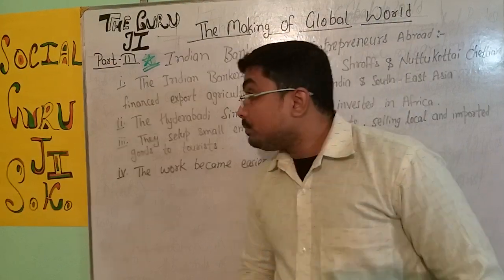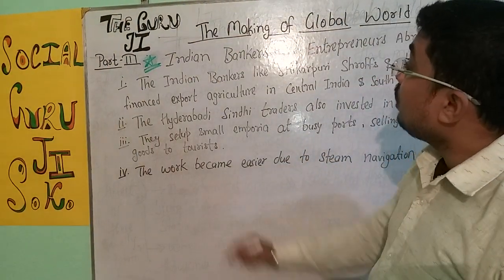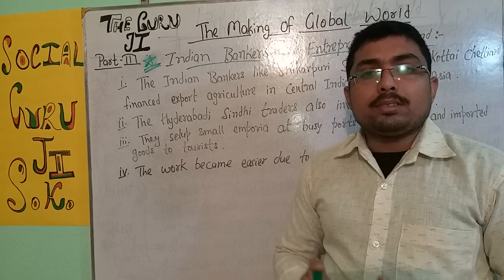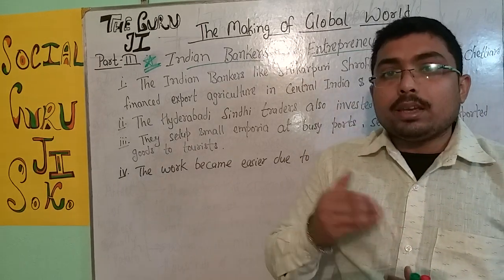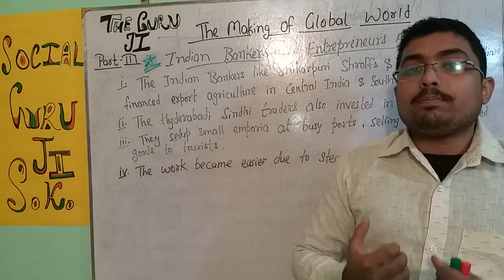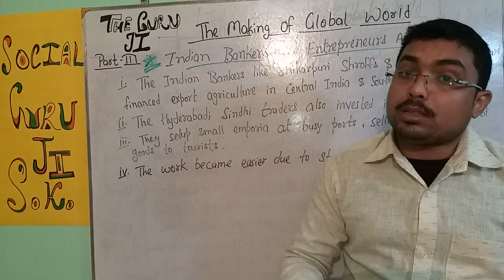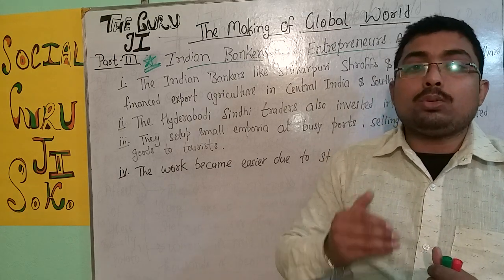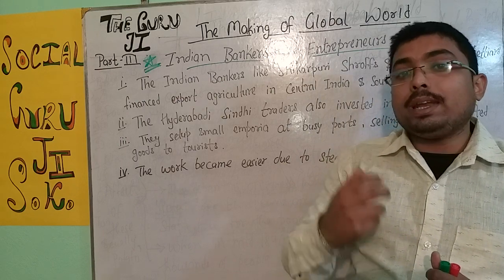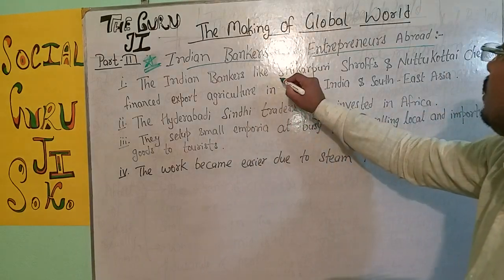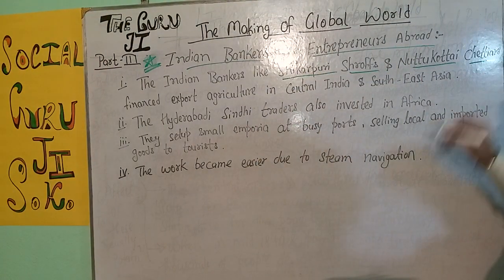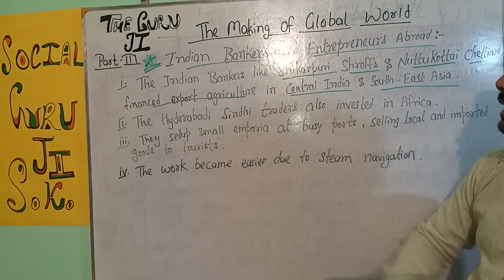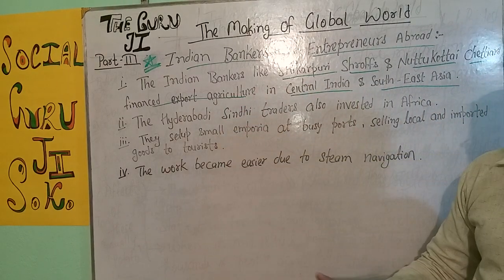Clear? Now the last topic for today's video, Indian bankers and the entrepreneurs abroad. It means basically at the beginning of the 20th century, धीरे धीरे जो इंडिया के जो भी वेल्दियर पीपल्स थे, वन हु हैव मनी, they also started investing a little bit in the market because the foreigners also needed such people who have money to utilize their wealth in the market for gaining profit. So the bankers like Shikarpuri Shroffs, Nattukottai Chettiars financed export agriculture in Central India and Southeast Asia. They started financing in these regions on agricultural fields as well as in the plantations also.